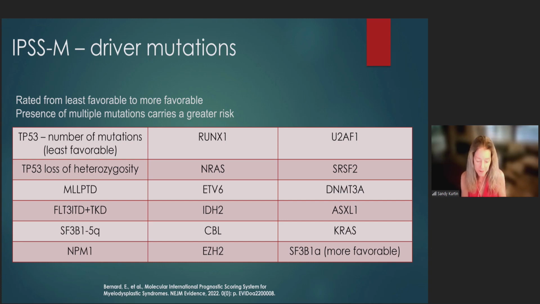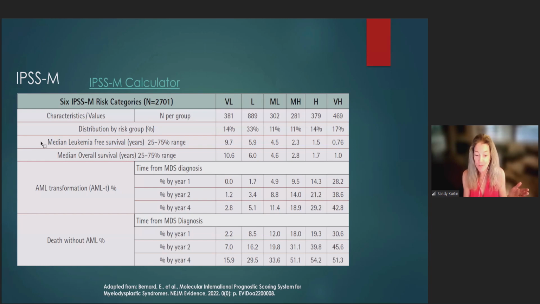Thankfully, we have an app, and it was just released on the phone. It's been available online, but there is an IPSS-M calculator. And basically what it's going to do is give you the same information, the risk of AML transformation and death without AML, as well as leukemia-free survival and median overall survival by subgroup, just based on that molecular profile.